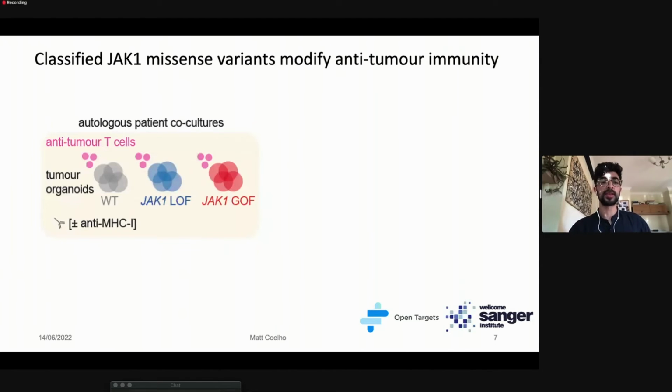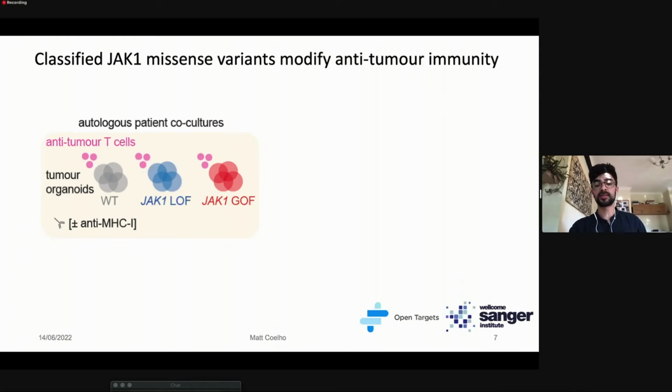Another advantage of base editing, although it can't make all of the mutations like SGE, is that we can use it in many different cell models, challenging cell models, for example, in tumor organoids, where we have autologous anti-tumor T cells from the same patient. And we repeated the base editing mutagenesis screen in a 3D organoid and found that we could recapitulate lots of the 2D cancer cell line data as well, based on the loss of function and gain of function mutations throughout the pathway.